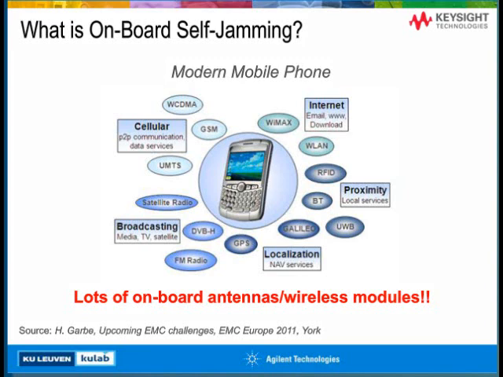Like, for example, this mobile phone here contains GPS, GSM, and access to Wi-Fi and the Internet, and all those things are squeezed inside the same small volume, which actually increases the chance for intra-system or onboard interference, here also called onboard self-jamming. This problem was raised as one of the major upcoming EMC challenges at the EMC Europe conference in 2011 in York.